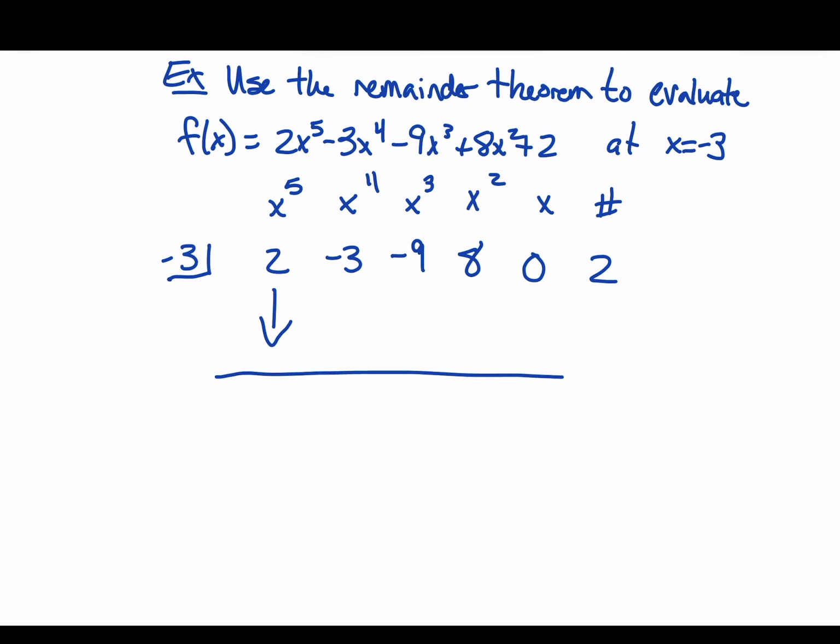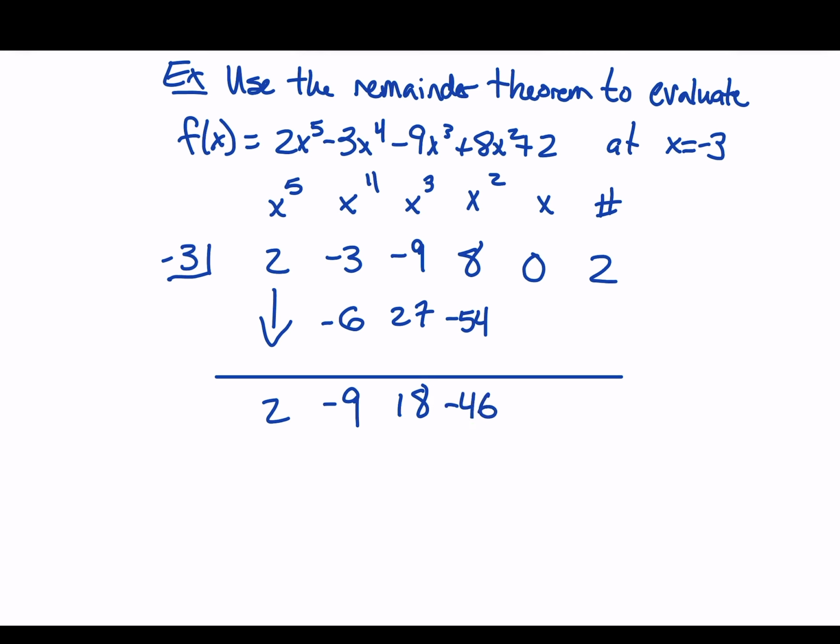We'll bring down our 2. And we have 2, so negative 3 times 2 gives us negative 6. We add those together, we get negative 9. Negative 3 times negative 9 is a positive 27. Negative 9 plus 27 is 18. 18 times negative 3 is negative 54. 8 plus negative 54 is negative 46. Times negative 3 is 138. And 138 times negative 3 gives us negative 414.